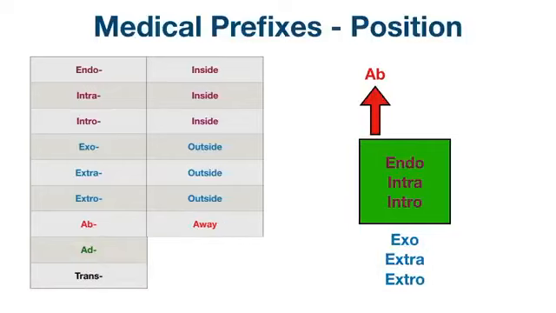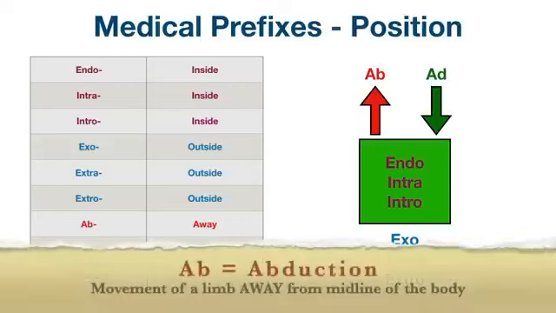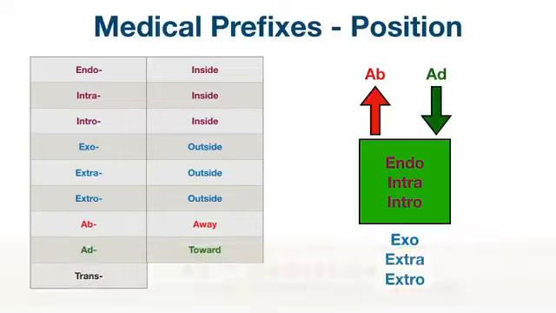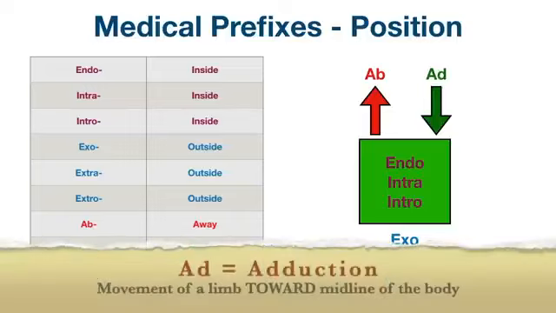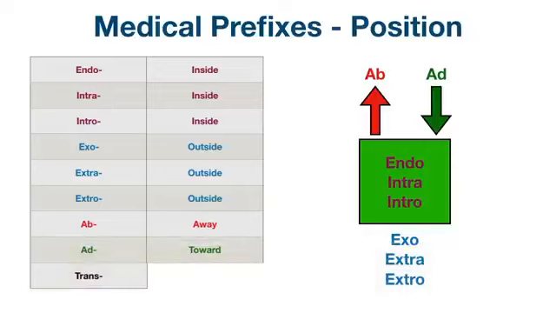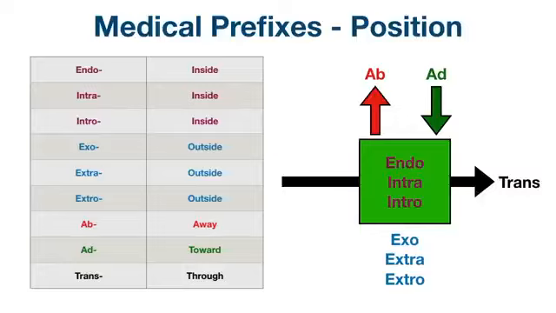Next we have ab, which refers to moving away from, and we have ad, which means moving toward. In medical terms, abduction and adduction are commonly used to describe the extremities moving away or toward the body. So for example, abducting the arms or legs means moving them away from the body, and adducting the extremities refers to moving them toward the body. The easy way to remember this is to think of adduction and add, and you're adding to the rest of the body.